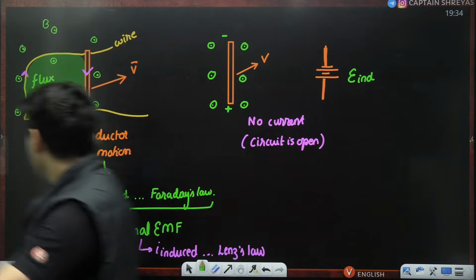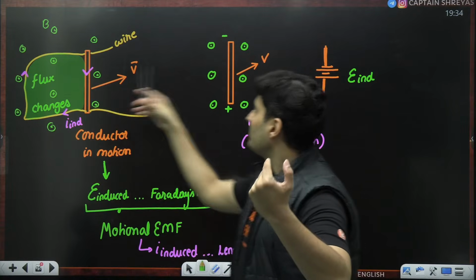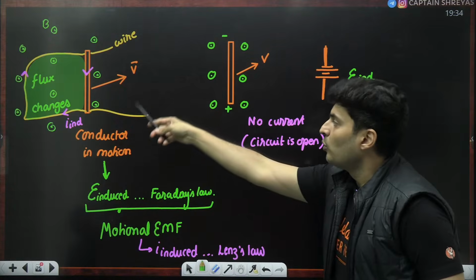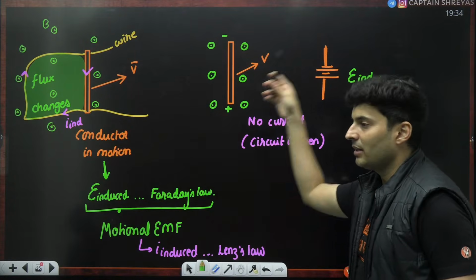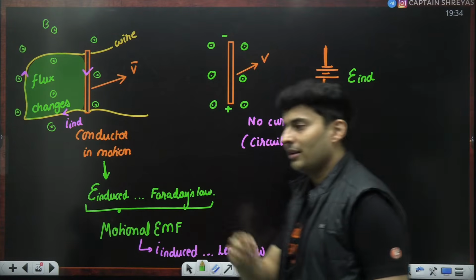Why is it called motional EMF? Do you see the conductor is in motion? So motional, it is behaving like a battery. A battery has EMF. So hence a moving conductor in a magnetic field behaves like a battery, hence motional EMF.